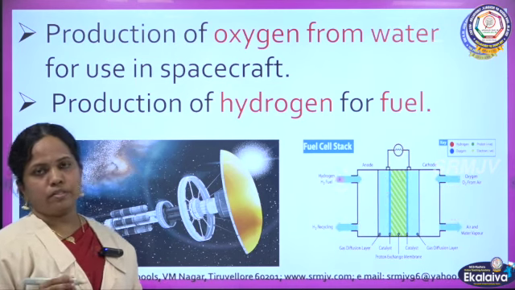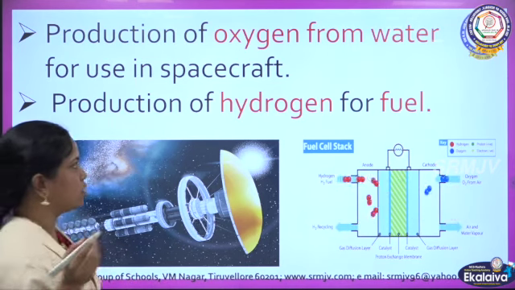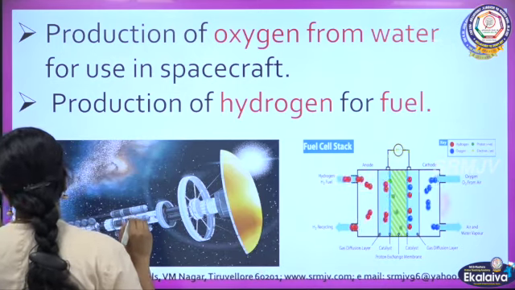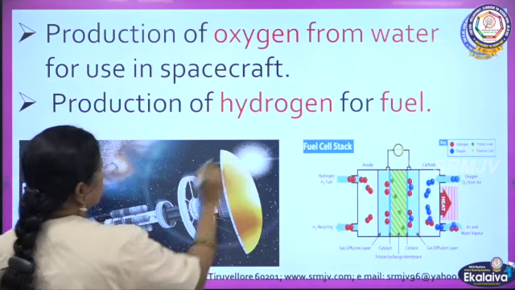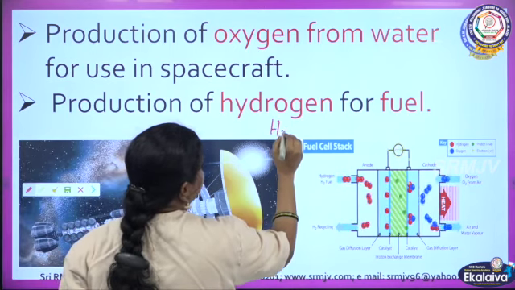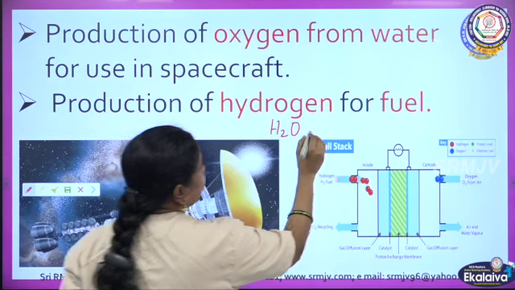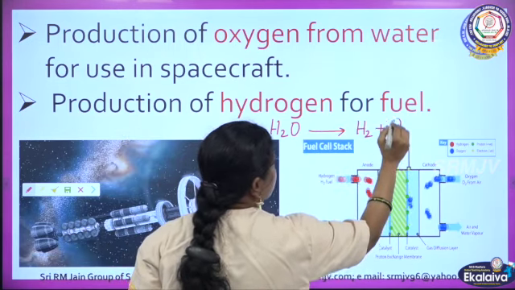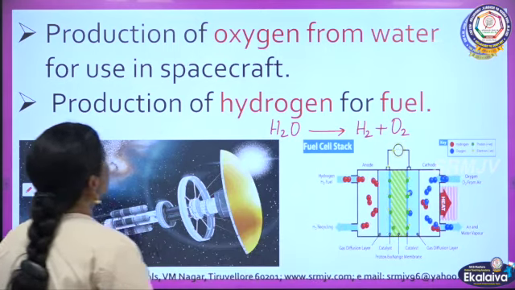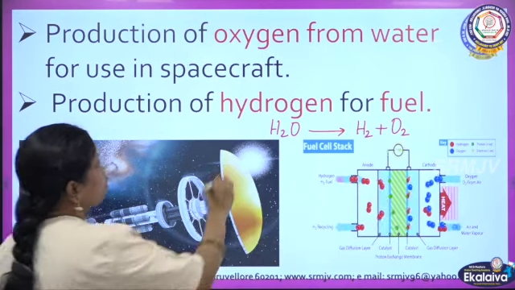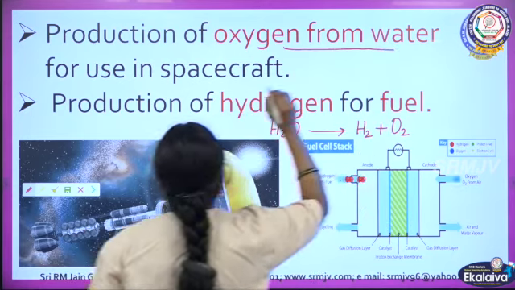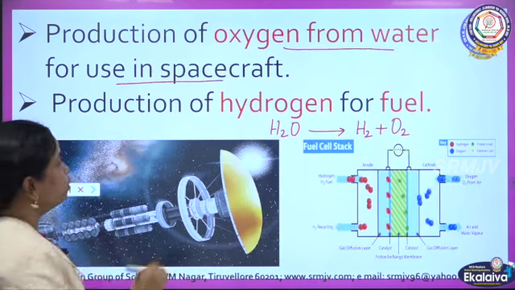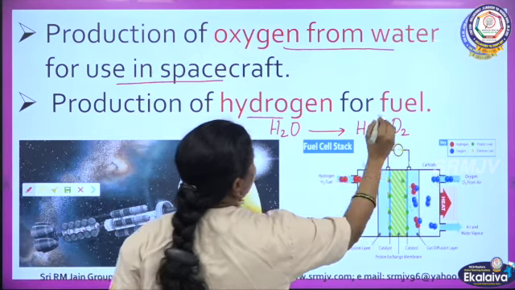Water on electrolysis gives hydrogen and oxygen gas. So water, H2O, on electrolysis gives hydrogen gas plus oxygen gas. So electrolysis is used in the production of oxygen from water for use in spacecraft. Electrolysis is also used in the production of hydrogen for fuel.